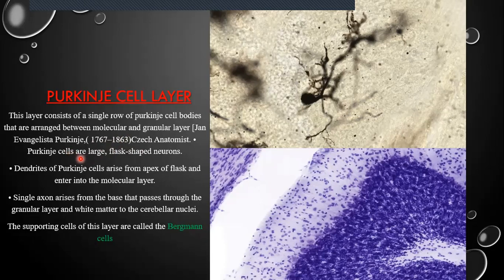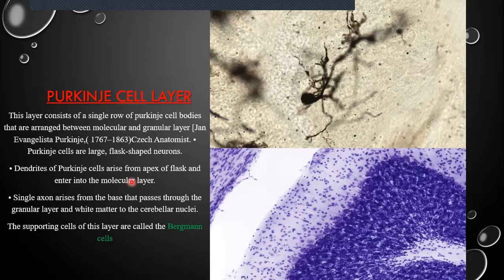How will you identify Purkinje cells? They are usually large, and they have flask-shaped cell bodies. Here you can see this cell body here, it is flask-shaped, and note that this is its dendrite, an apical dendrite here. Then it usually sends its dendrite into the molecular layer, and the dendrite will undergo arborization. It will branch several times, very many times. That is known as dendritic arborization.